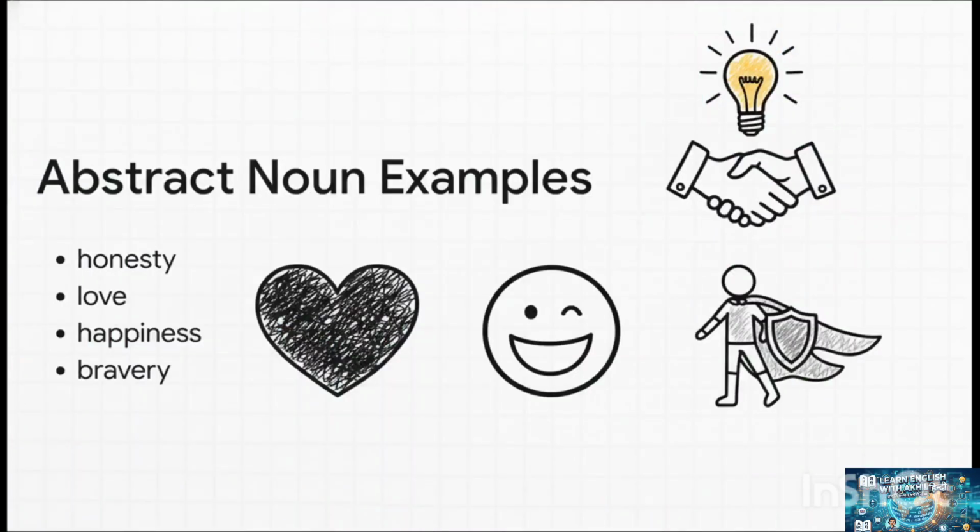We all know what honesty means. We all know what love feels like, or happiness, or what bravery looks like when we see it. But these aren't physical objects. They're concepts, and abstract nouns are what give us a way to even talk about them.